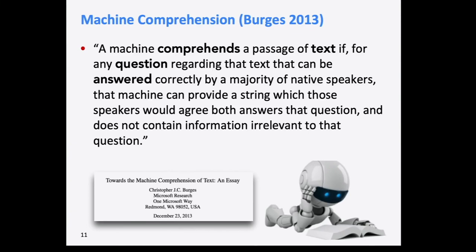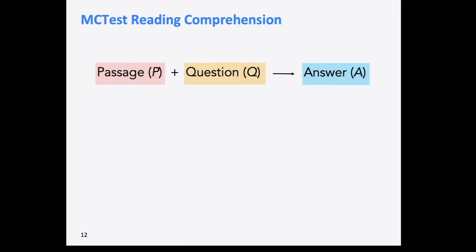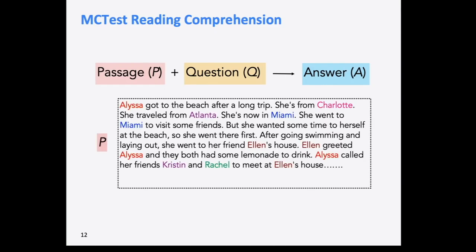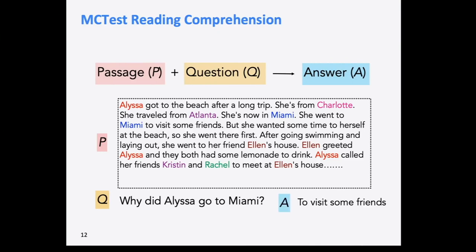And he proposed this as a challenge problem for artificial intelligence and set about collecting a corpus, the MCTest corpus, which was meant to be a simple reading comprehension challenge. So they collected stories which were meant to be kids' stories. You know, Alyssa got to the beach after a long trip. She's from Charlotte. She traveled from Atlanta. She's now in Miami. Pretty easy stuff. And then there are questions, why did Alyssa go to Miami? And then the answer is to visit some friends. And so you've got this string that is coming from the passage that's the answer to the question.